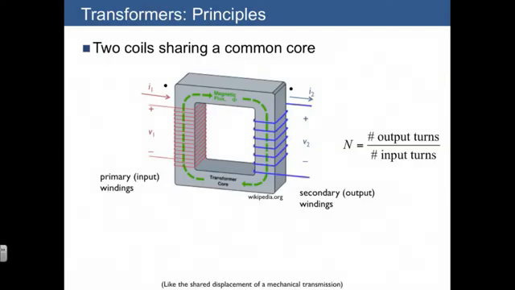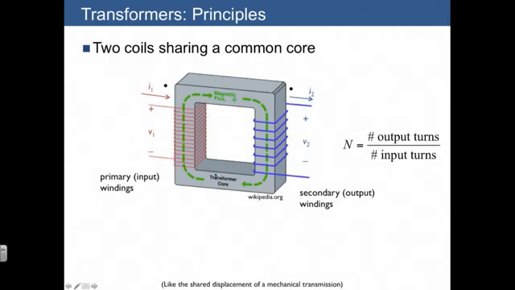Electrical systems have a way of transforming between voltages and currents, similar to how a mechanical system transforms between forces and displacements using things like gears or rack and pinions or levers. In the case of an electrical system, this is done with a transformer.